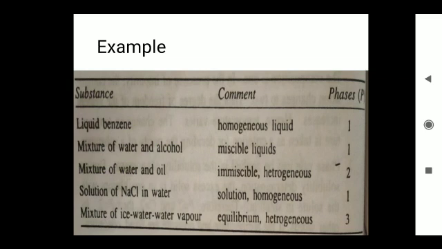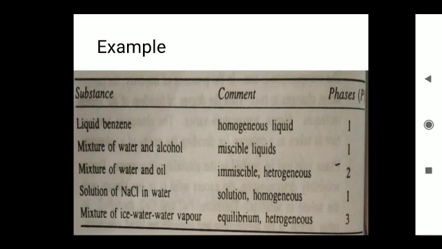Examples of phases. Liquid benzene is a homogeneous system, so the number of phases is 1. A mixture of water and alcohol, which are miscible liquids, the number of phases is 1. A mixture of water and oil produces an emulsion. An emulsion is an immiscible or heterogeneous system, the number of phases is 2.